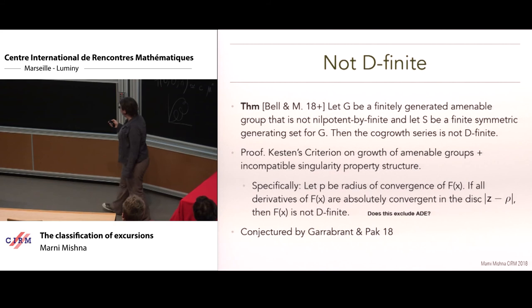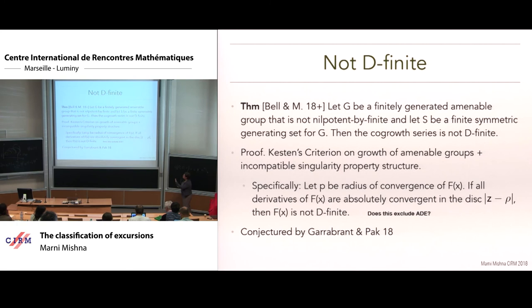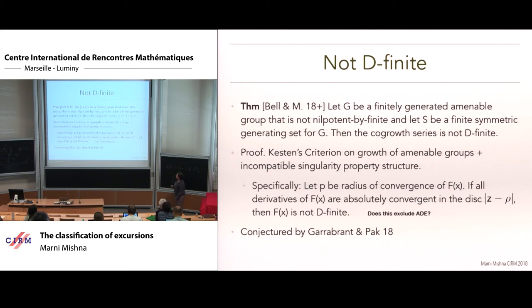I'm not going to describe what this means, but I want to emphasize that I have some sort of criterion: a finitely generated amenable group that is not nilpotent by finite, okay, then its cogrowth series is not D-finite. Okay, so the proof uses Kesten's criterion on growth of amenable groups, which again is out of the scope of my knowledge, but also this talk.